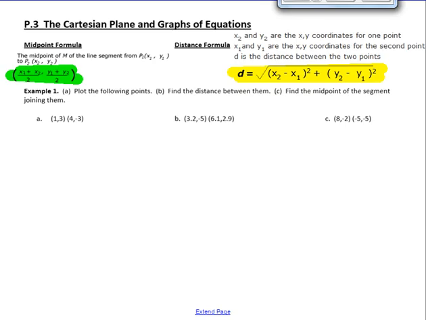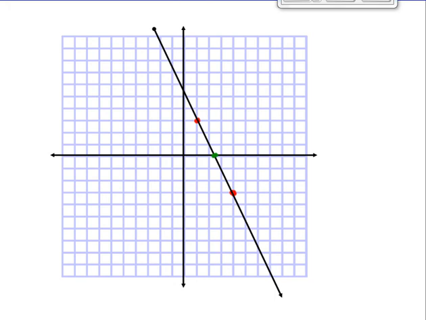All right, the second one, let's take a look again. Plot the following points. So we're going to plot 3.2, comma, -5. So 3.2 is 1, 2, 3, and a little bit more than that, comma, -5 is 1, 2, 3, 4, 5, which is about right here.